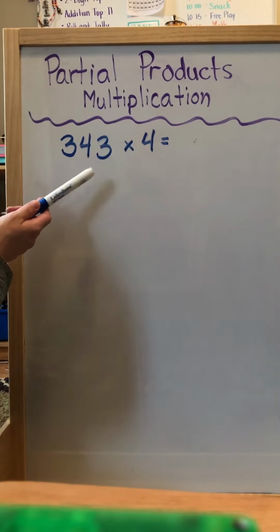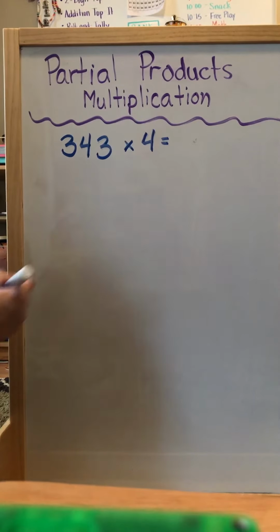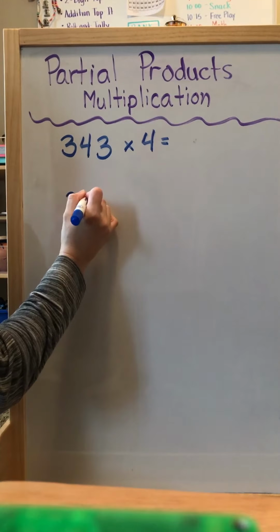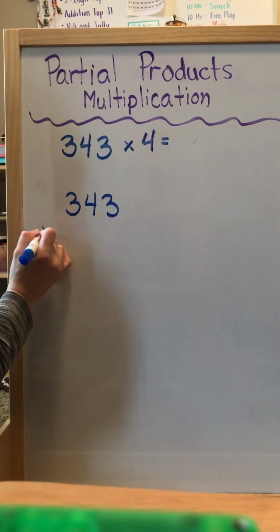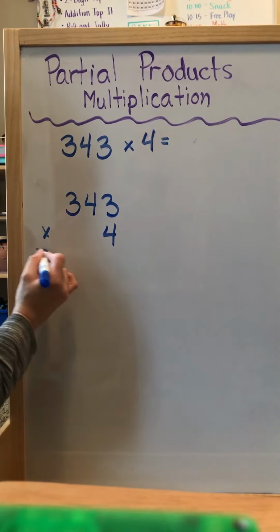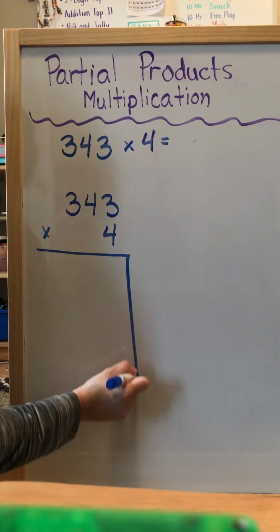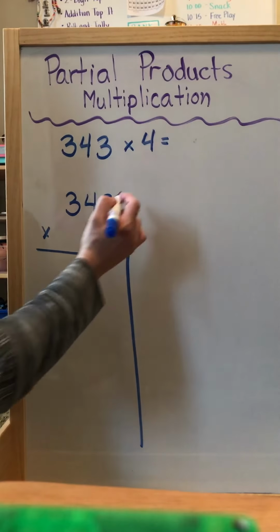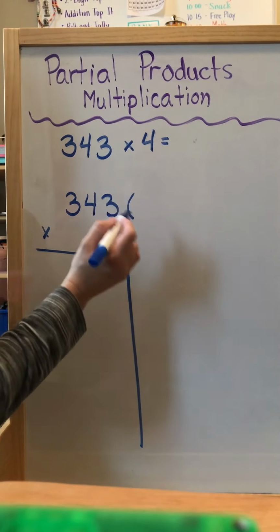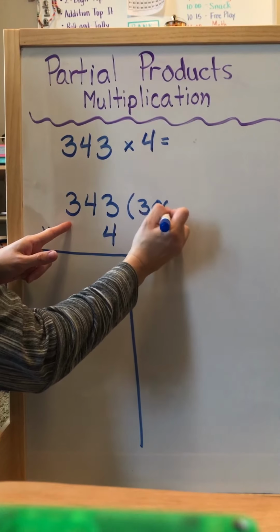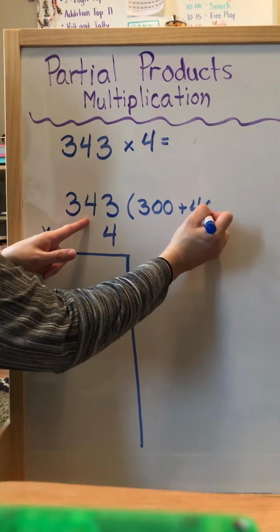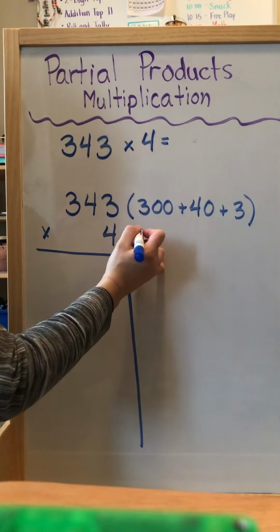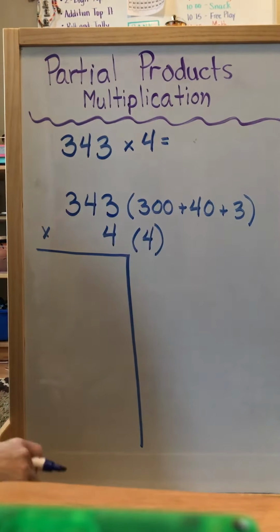All right, so for partial products, let's say I had 343 times 4. The first thing I'm going to do is line up my problem vertically. So I have 343 times 4, and then I'm going to draw that curtain. Next, we're going to write each number in expanded form. So 343 would be 300 plus 40 plus 3. And then 4 is just going to be 4.